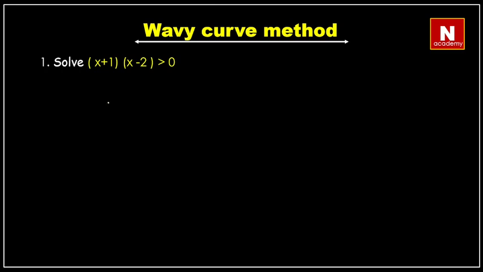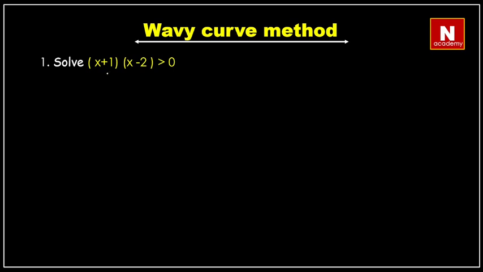Let us start question number 1. Solve x plus 1 into x minus 2 greater than 0. Here, first we have to observe step 1, the leading coefficient. x into x, x square. The leading coefficient is 1, positive. Step 1 completed. In step 2, you have to observe that RHS 0 is there, and the left hand side already has factors given. So step 2 is also completed.